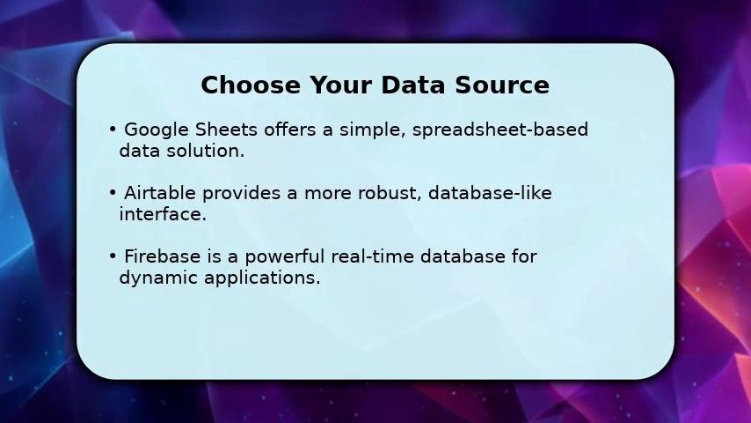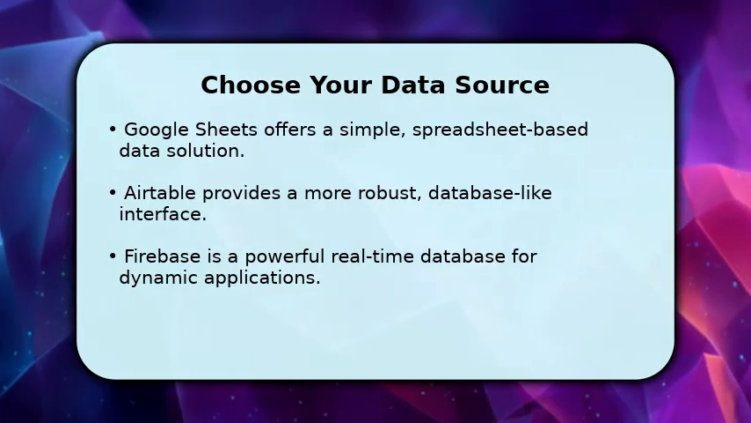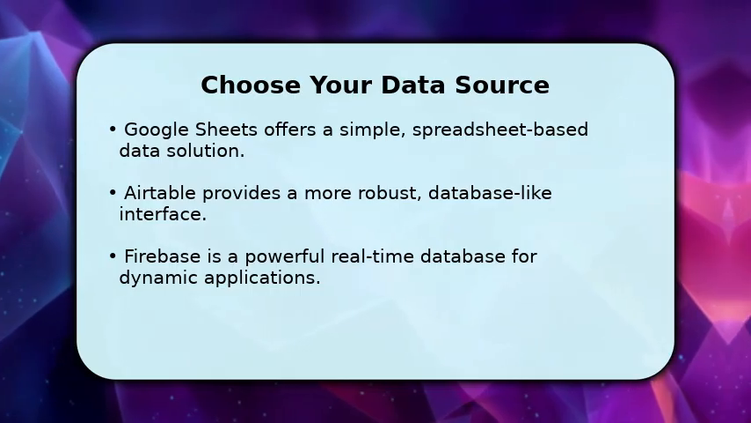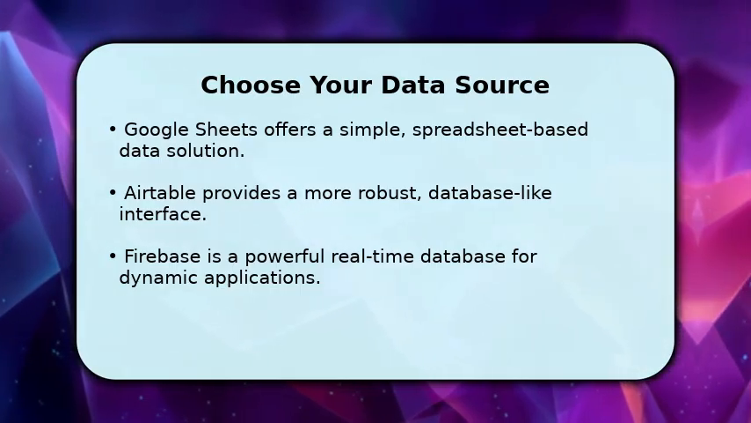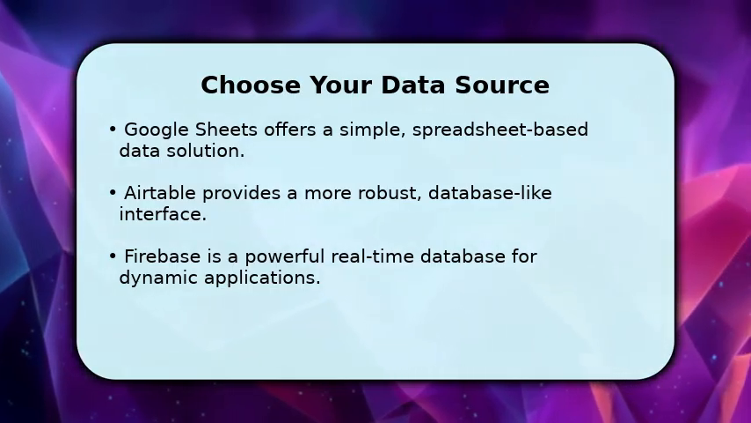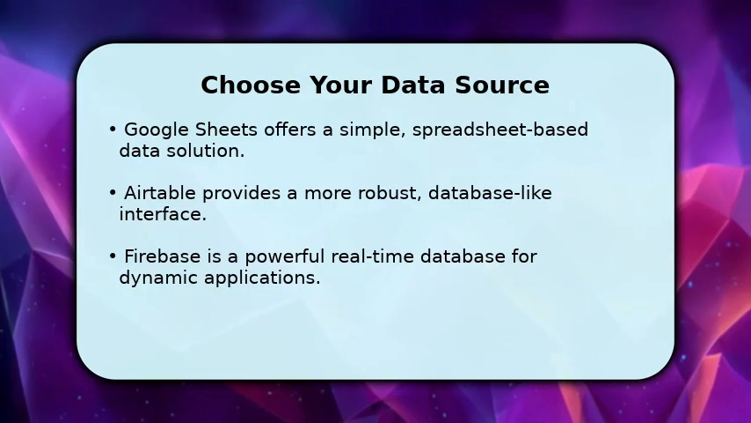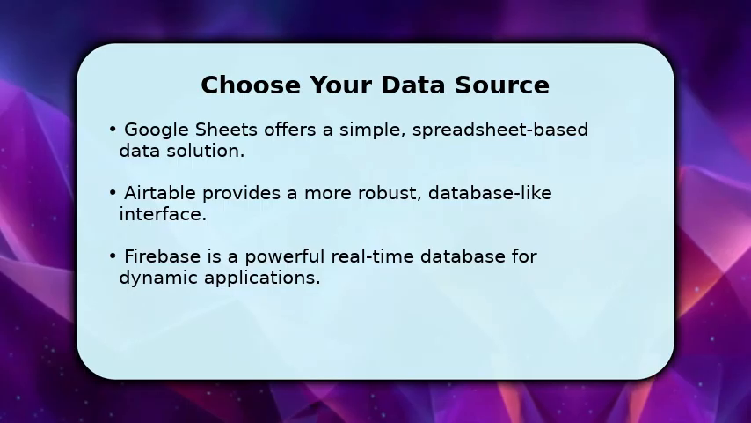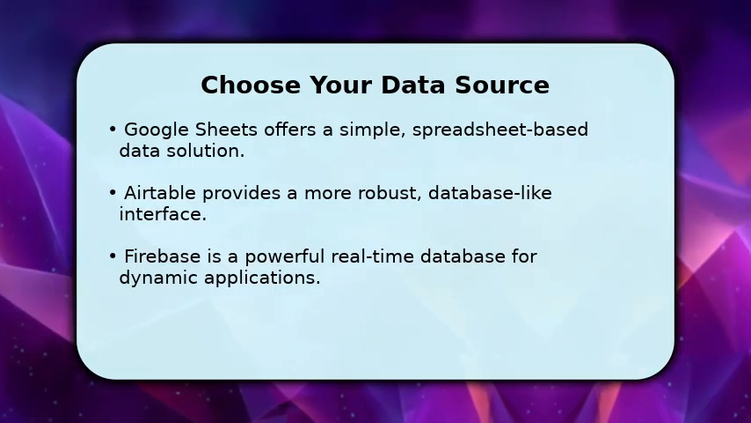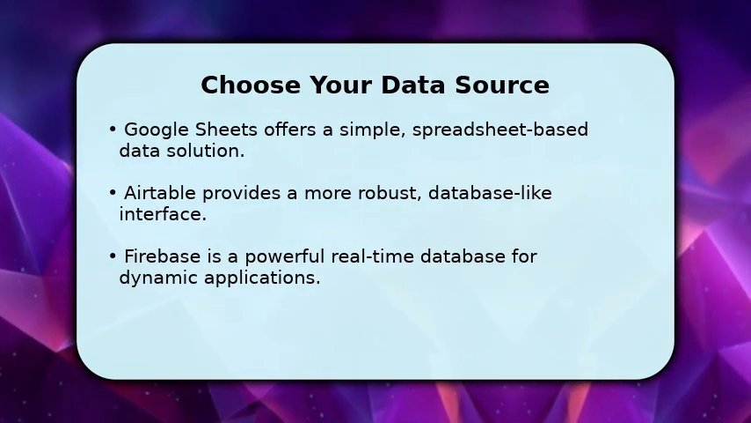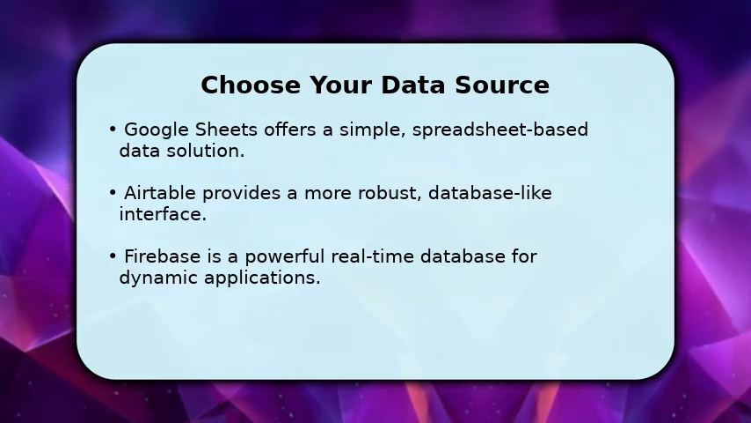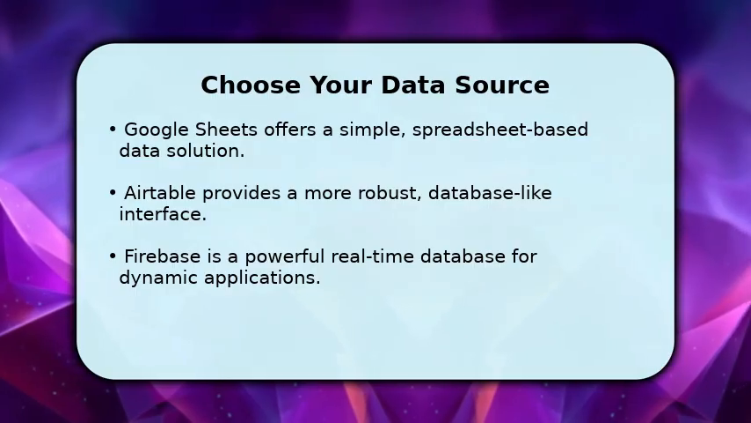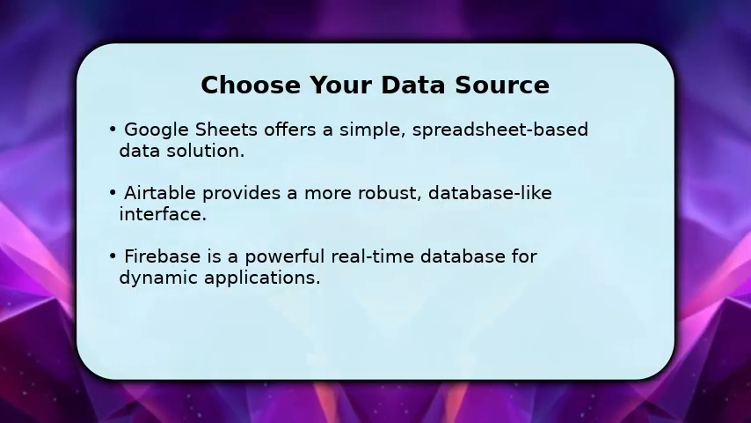Selecting the right data source is a crucial first step for your Thunkable app. Google Sheets is excellent for straightforward, tabular data, offering easy setup. Airtable provides a more structured, database-like experience, ideal for managing complex relationships. For real-time updates and scalable backend services, Firebase is an incredibly powerful option. Think about your app's specific requirements and how much data you anticipate managing to make the best decision.